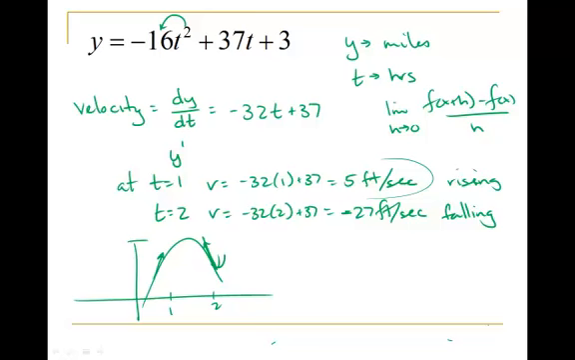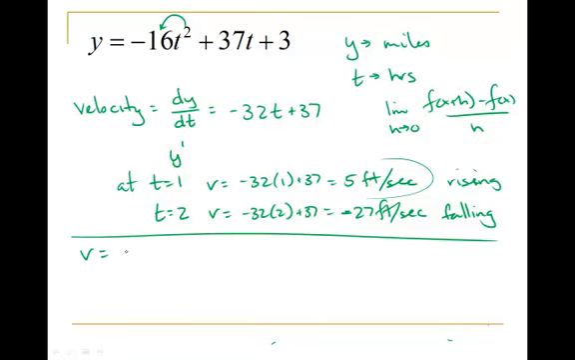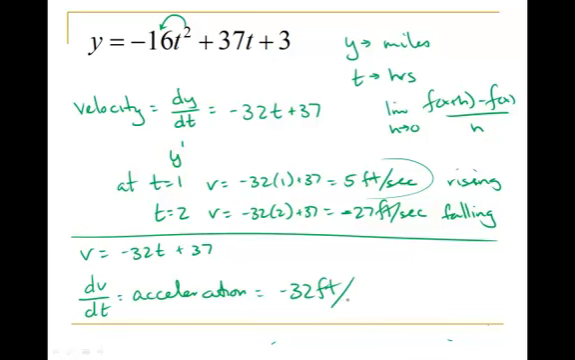If we want to do acceleration, I'm going to take my velocity graph, or my velocity equation, and take the derivative of that. So now I'm going to call this dv/dt. That gives me my acceleration, and that is going to simply be negative 32 feet per second squared.